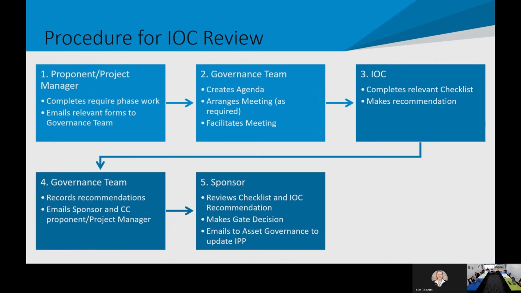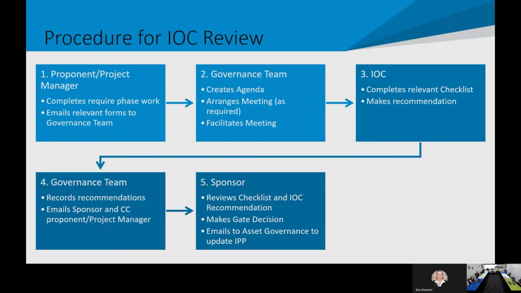Probably not the recording. So the procedure in my head, which I've written down very rudimentarily based on some really brief conversations with Brooke, is still a work in progress, so apologies, I can't say this is how it is. The proponent or project manager, gate 1 and 2 will be the proponent, gate 6 will be the project manager. They're going to complete the required phase work, whatever's got to be done in that phase, so it could be the business case or closeout activities.